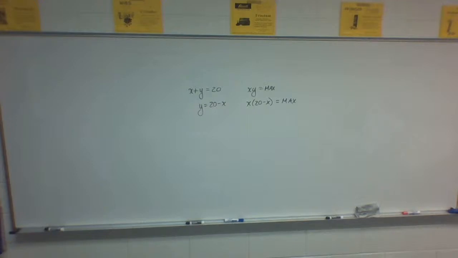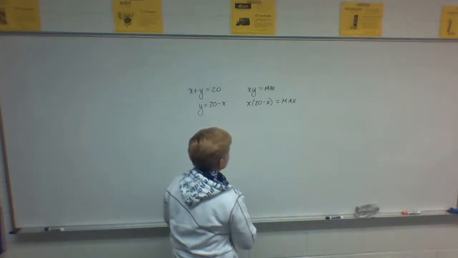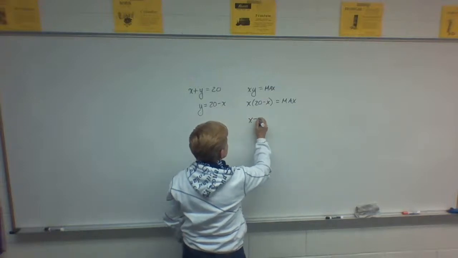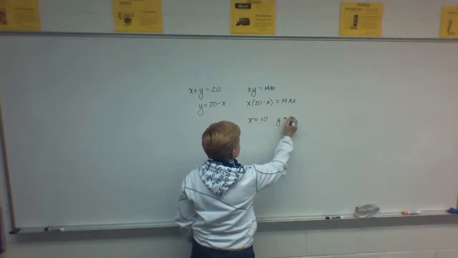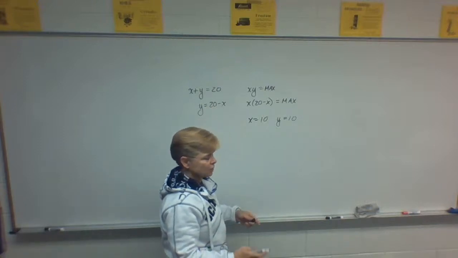Oh, so negative. So there it comes. 10. What you might have imagined. Both of the x and the y values are as big as possible. So if x equals 10, then y equals 10. And the maximum value is 100. That wasn't too bad, right?